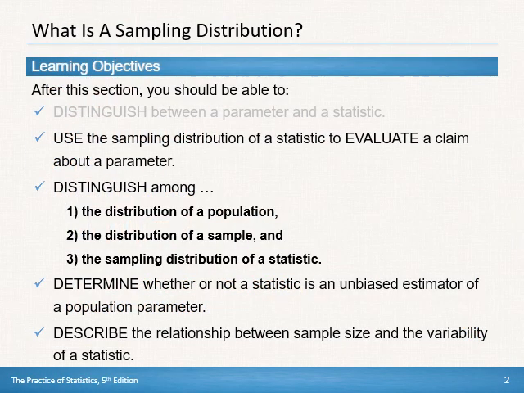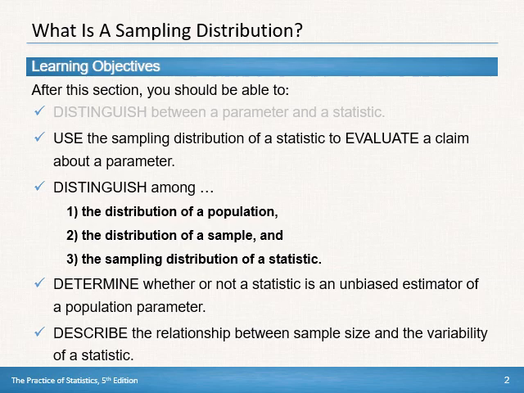All right, in this part, we're going to figure out what a sampling distribution is. And we're going to distinguish it from the other types of distributions that we'll be talking about: the distribution of a population, the distribution of a sample, and then the sampling distribution of a particular statistic.